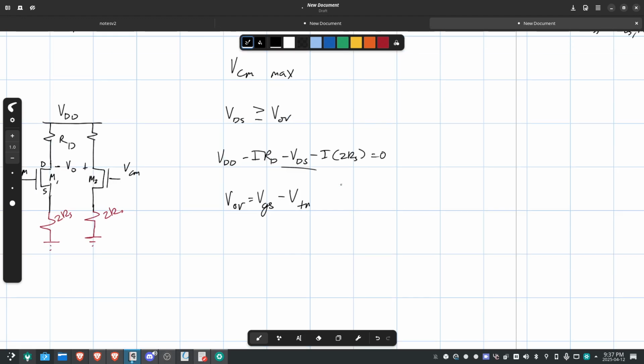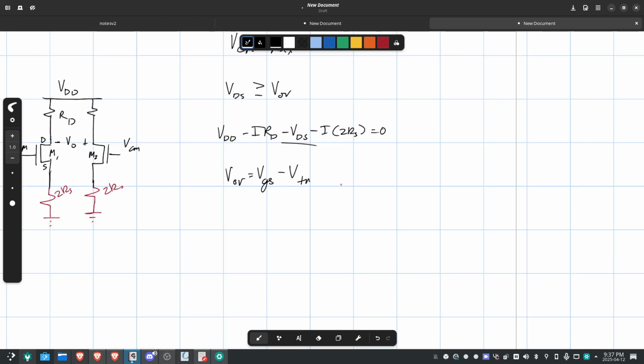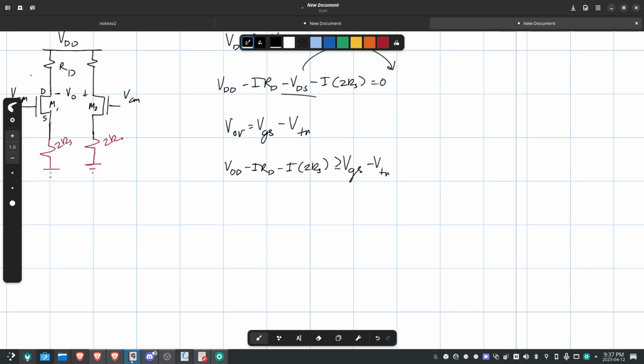Okay, so now let's substitute all of this back into the initial equation and move that to the other side. We get VDD minus IRD minus I times RS is greater than or equal to VGS minus VTN. One second. Okay, no, I wasn't mistaken.